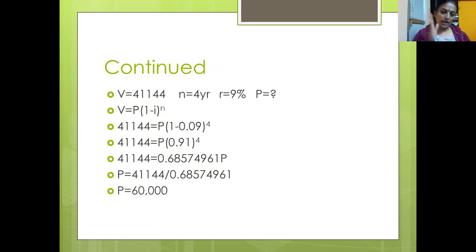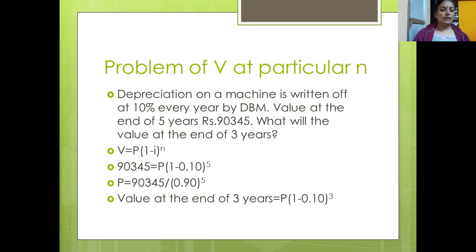We have calculated the rate of depreciation and also the original value of the asset, that is P. So I hope you have understood how we have solved it. And the problem of calculating V at a particular n, that is, when the time is given and we have to calculate V, let me conclude this video here itself, and in my next video I will go for this solution so you can understand it in a better manner.